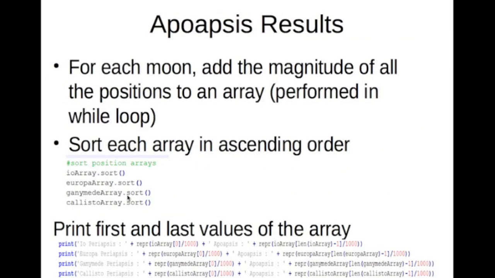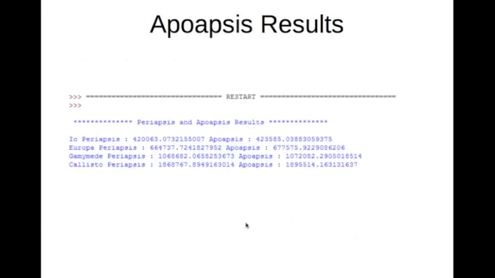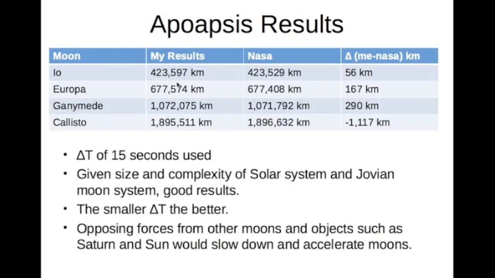Moving on to the apoapsis results. For each moon, add the magnitude of all the positions to an array, performed in a while loop, then sort these arrays in ascending order, as done here in the code, and then print the first and last values of the array. I print them out here. If we put this data in a tabular format, we can compare my results to that of NASA's. And the delta between me and NASA is very, very small.